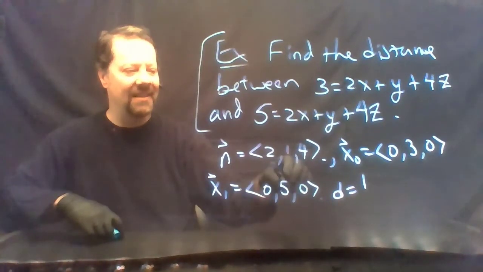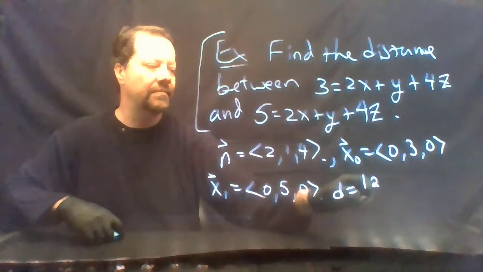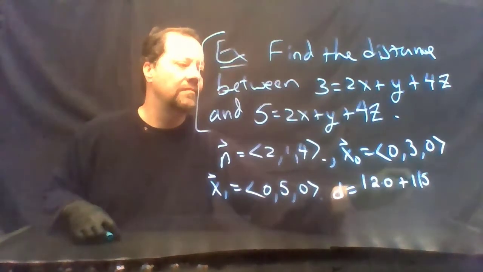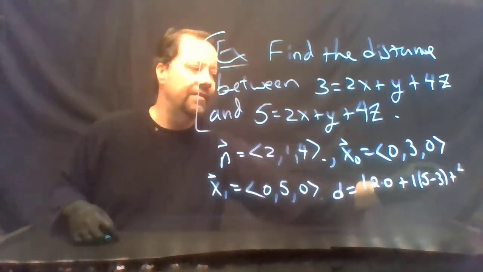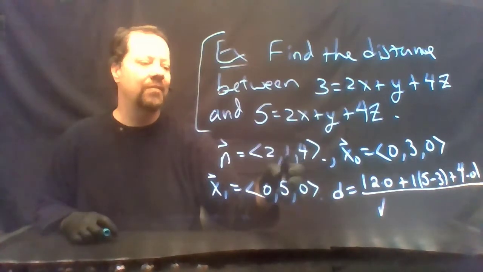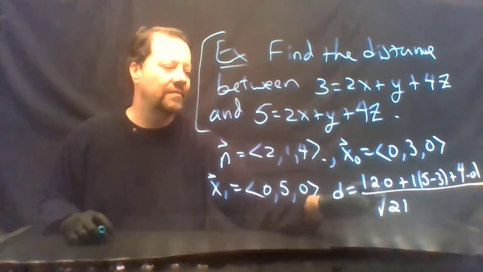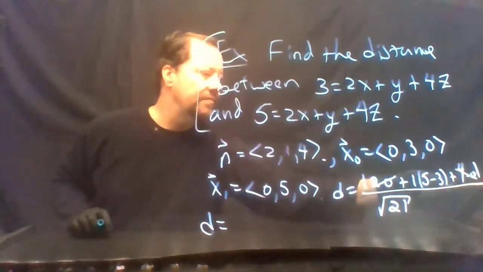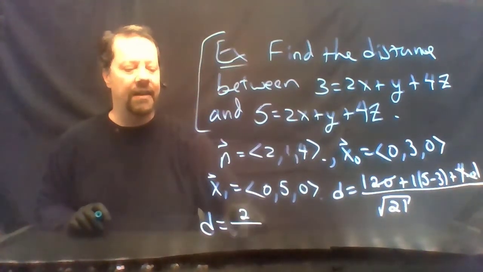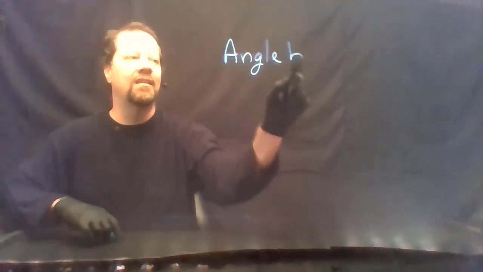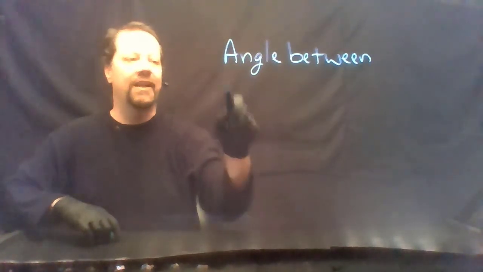So now, you can see that we'll have 2 times 0. We'll have 1 times 5 minus 3 plus 4 times 0 over the norm, which is the square root of 16 plus 1 is 17 plus 4 is 21. So the distance between these two planes is 2 divided by the square root of 21. How do we find the angle between intersecting planes?